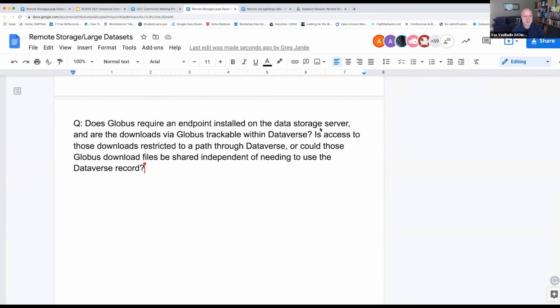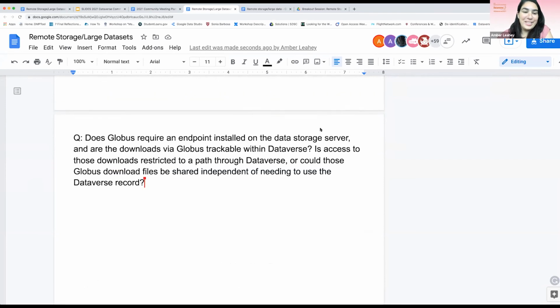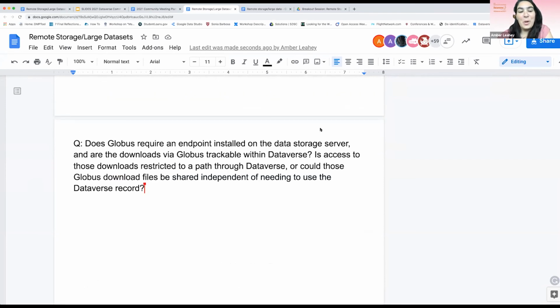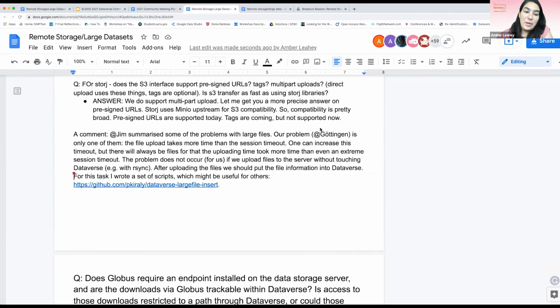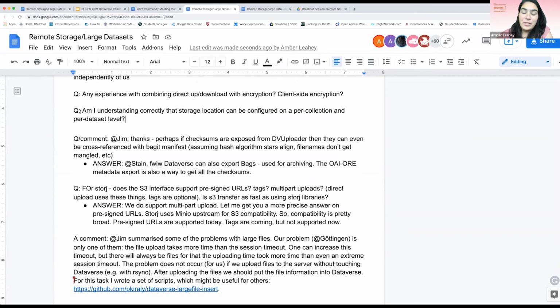Great. Okay, I'm just looking for the next one. So this one is just to clarify, but I think it was interesting. There was a question: am I understanding correctly that storage locations can be configured on a per collection and a per dataset level? So this is a new feature in Dataverse. And Danny, do you want to maybe explain how that's working in Dataverse so everyone's on the same page?